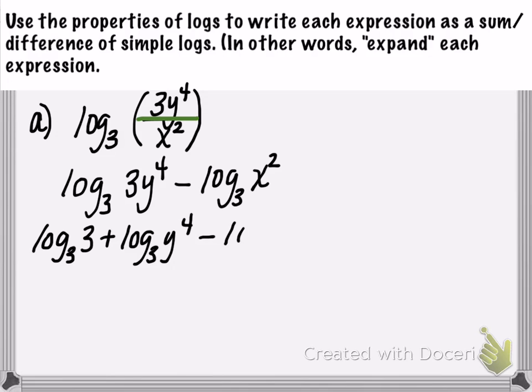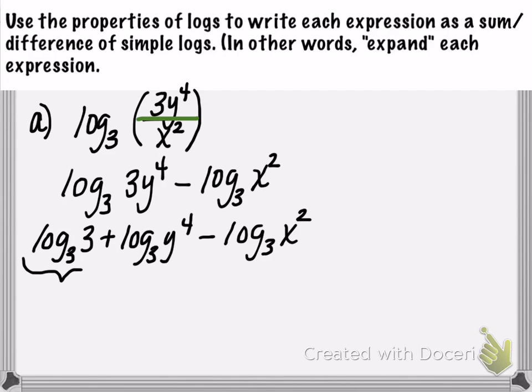And then we still have minus log base 3 of x squared. So now we've rewritten the original as the sum of two logarithms and then a difference as well. So we now have 3 individual logarithms. And now we just want to see if we can simplify these any further.